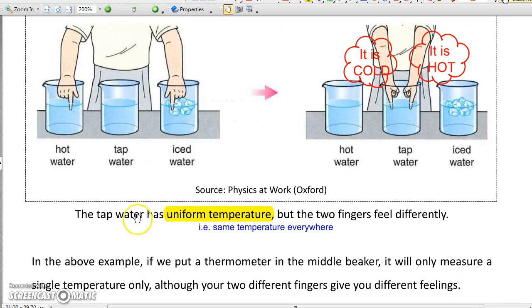So you can see, even for the 2 fingers of yourself, they will tell you different feelings. In fact, the tap water has uniform temperature. The temperature should be the same everywhere in the beaker. If we put a thermometer in the beaker, then it will only tell you a single temperature reading. So why do your 2 fingers tell you different feelings? Just because feeling is subjective.